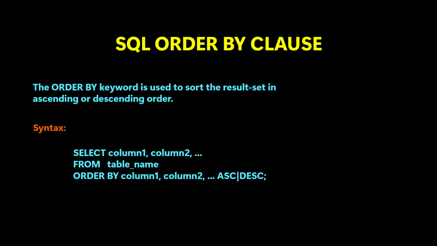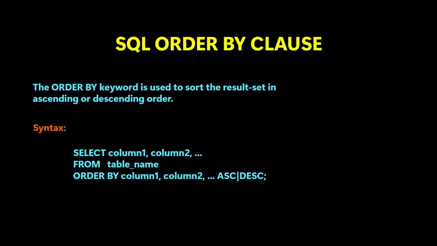Welcome to today's video. In this session, we'll learn about the SQL order by clause, its purpose, best practices, and limitations. The order by keyword in SQL is used to sort the result set of a query, either in ascending or descending order. The order by clause always comes after the where clause, if used, in a SQL statement.